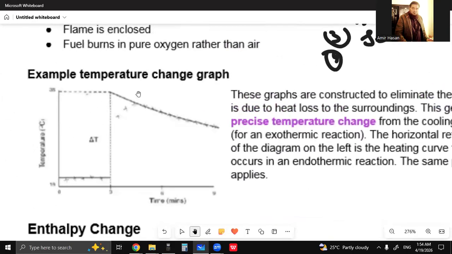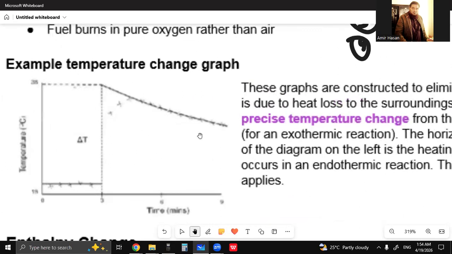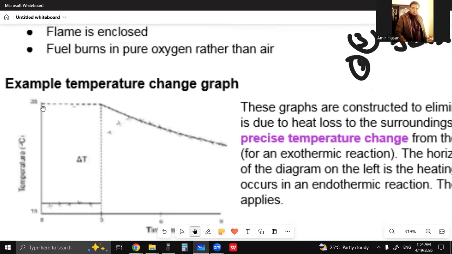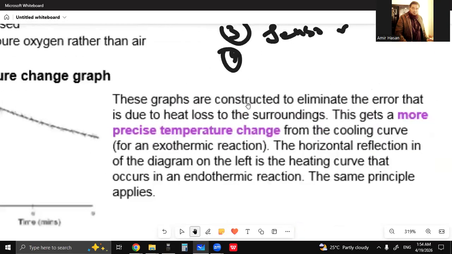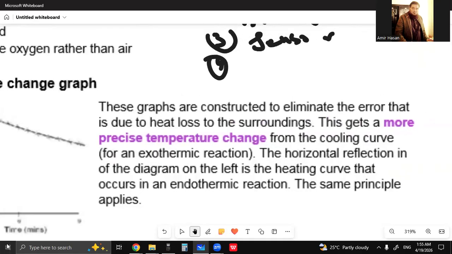Now, an example of a temperature change graph. We draw the graph of the temperature change reading against time. We note this. Basically the temperature is constant, then decreasing. This graph is constructed to eliminate the error due to heat loss to the surroundings. This gives a more precise temperature change from the cooling curve.